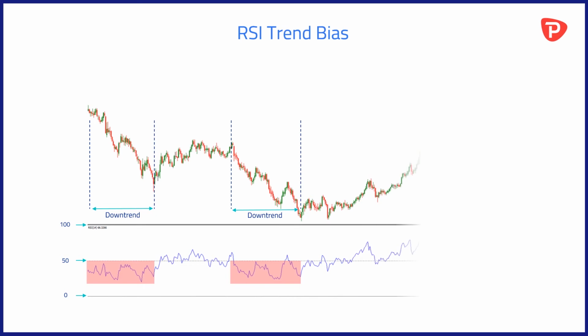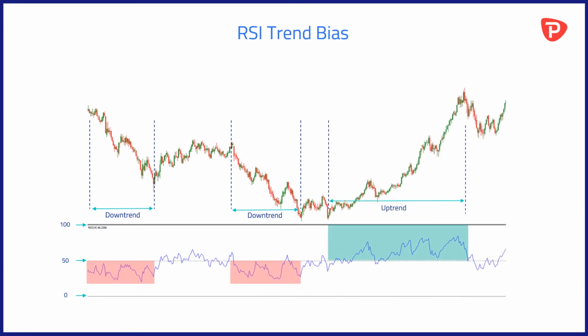The opposite is true for an uptrend. When you identify an uptrend with a series of higher peaks and higher troughs, you simply place a trade in the trend direction each time the RSI line pulls back down from its highs and touches the 50 level.